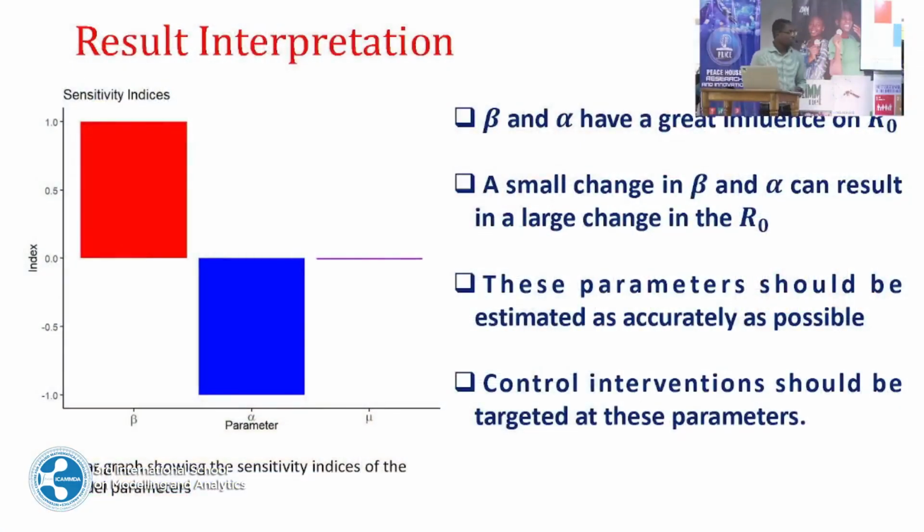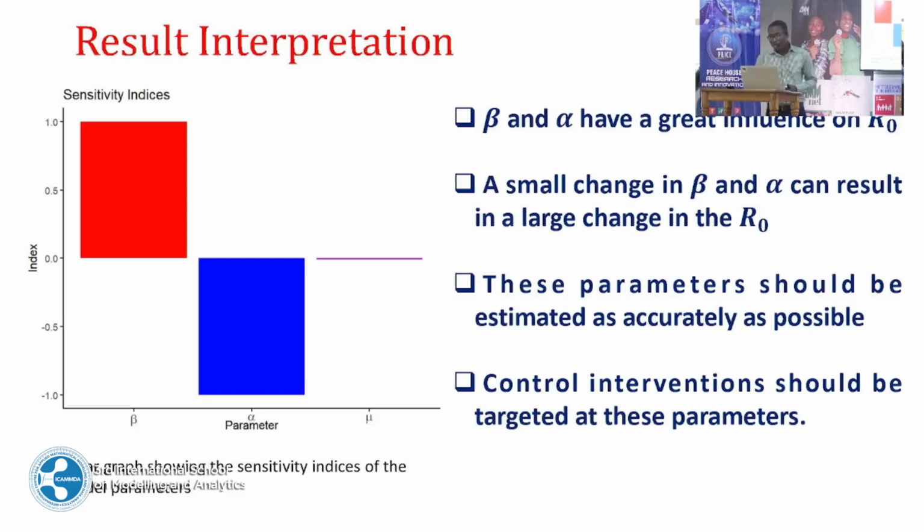So what is our results interpretation? The three sensitivity indices are one, minus 0.99, and then minus 0.001. We try to put it in a plot to see. You see that R naught is very sensitive to beta. For beta, the sensitivity index is 1, and for alpha, 2. But for mu, very small. It has no significant impact on our R naught.